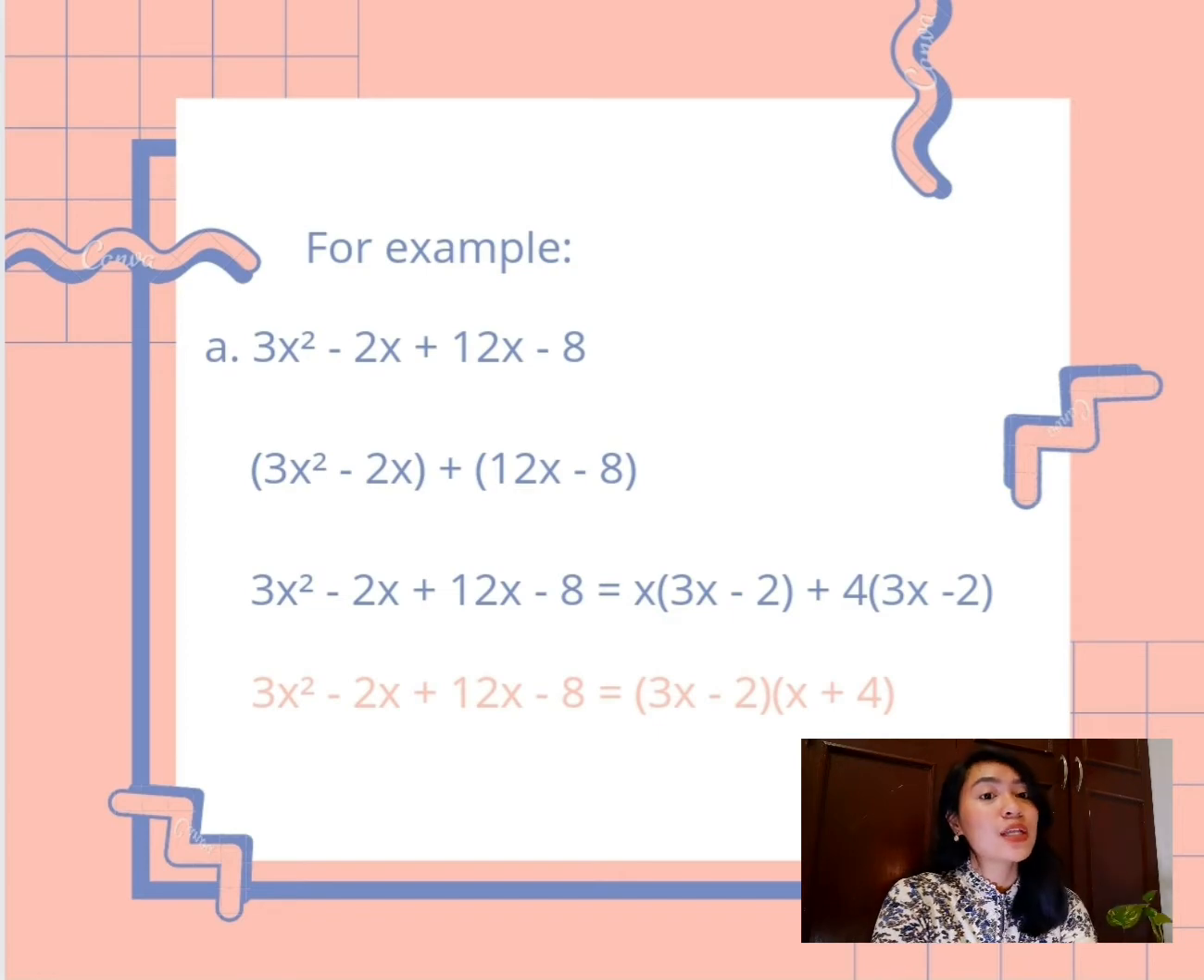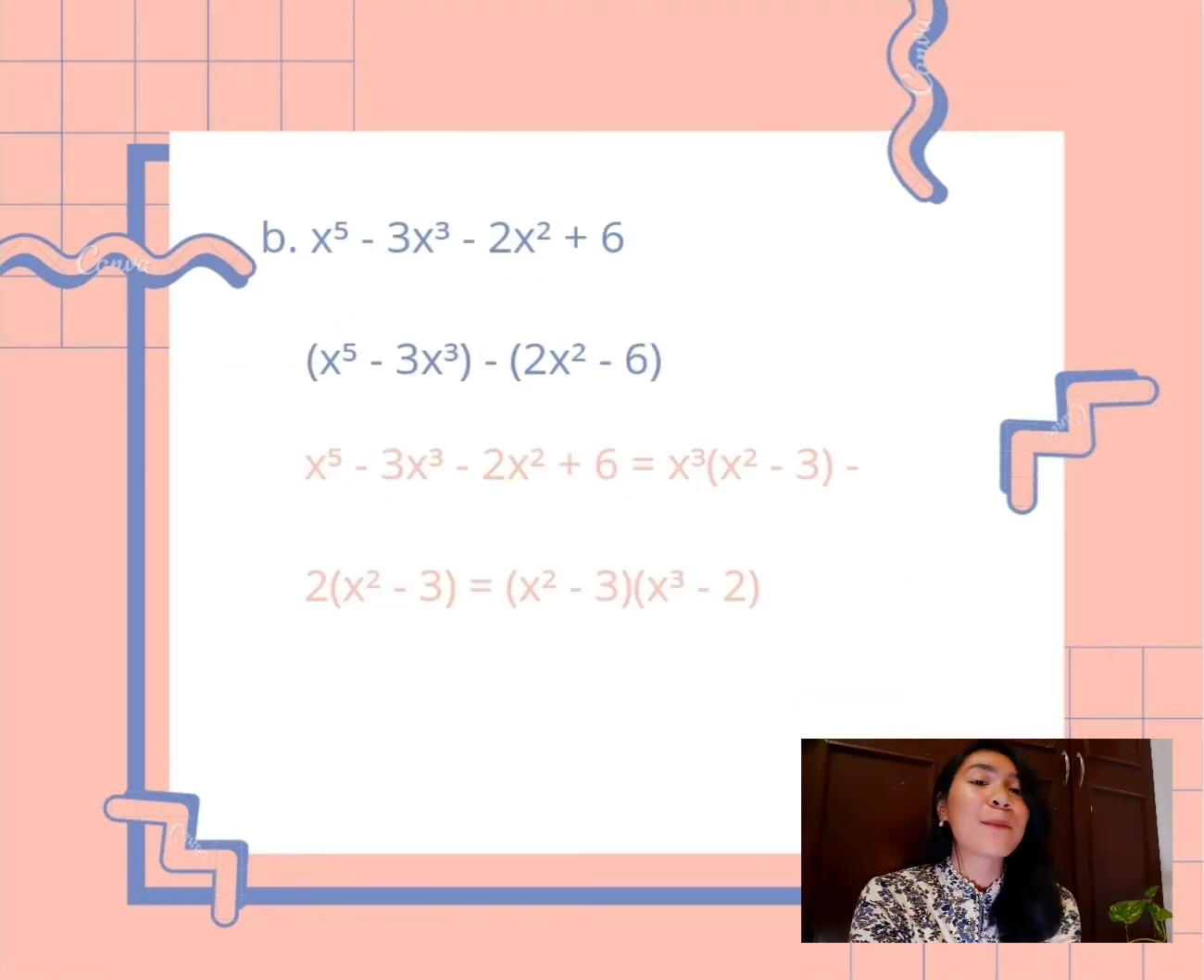We can now see that we can factor out a common factor of 3x minus 2. So let's do that to the final factored form. 3x raised to the second power minus 2x plus 12x minus 8 is equals to 3x minus 2 times x plus 4.